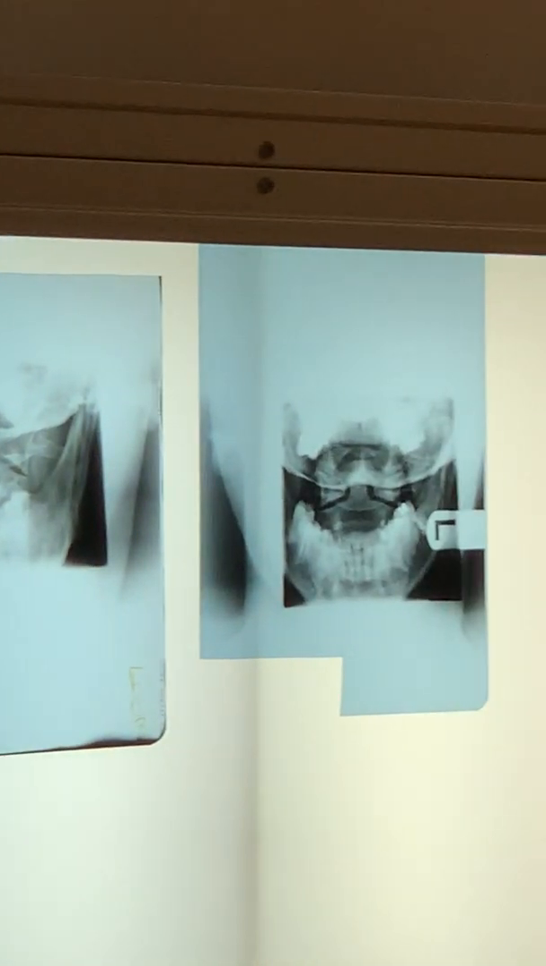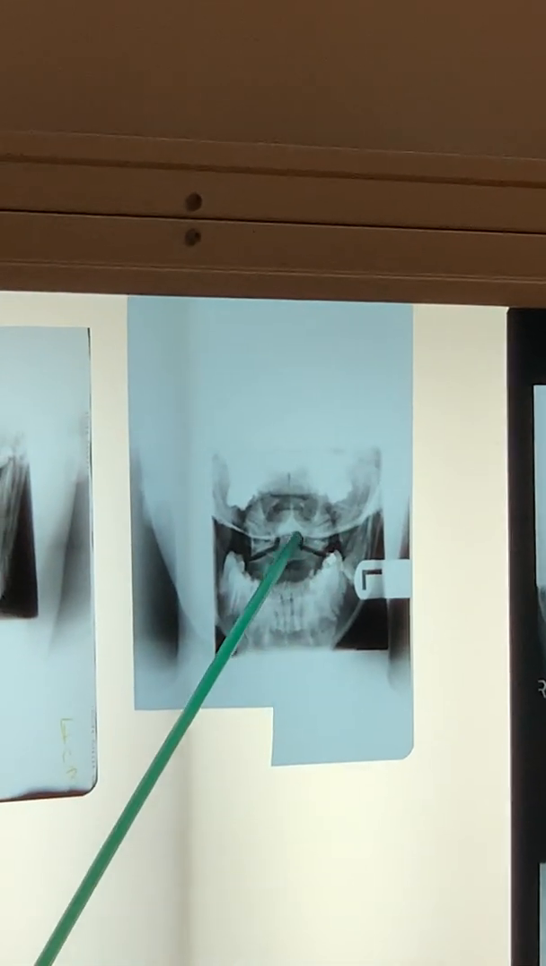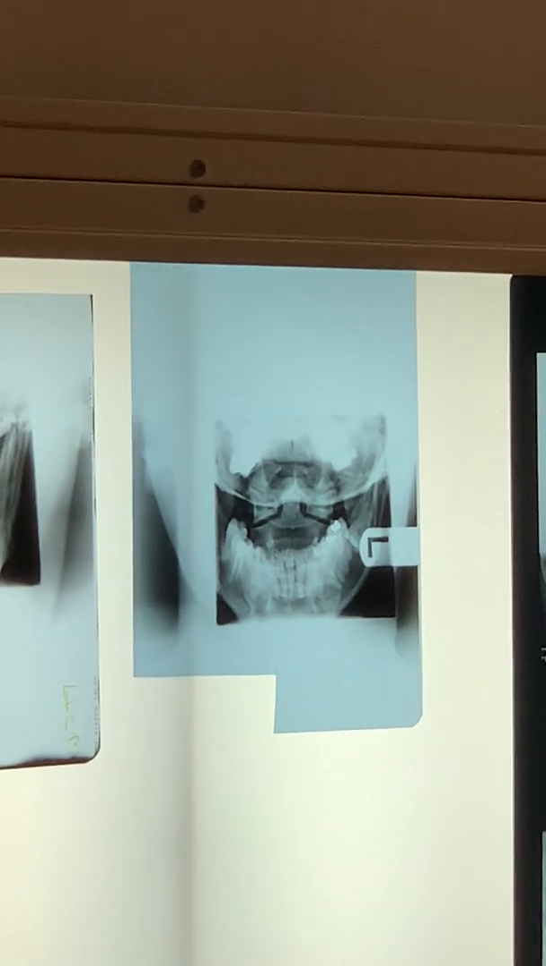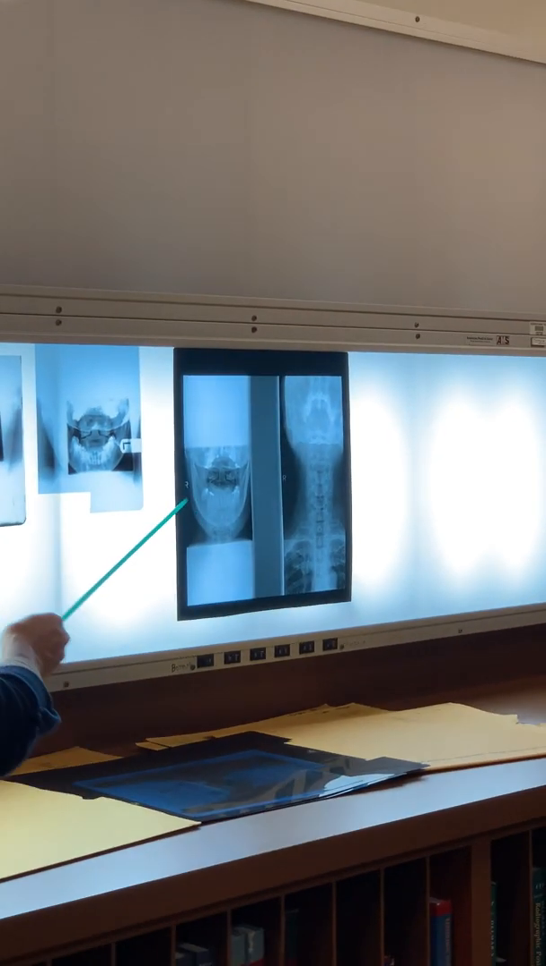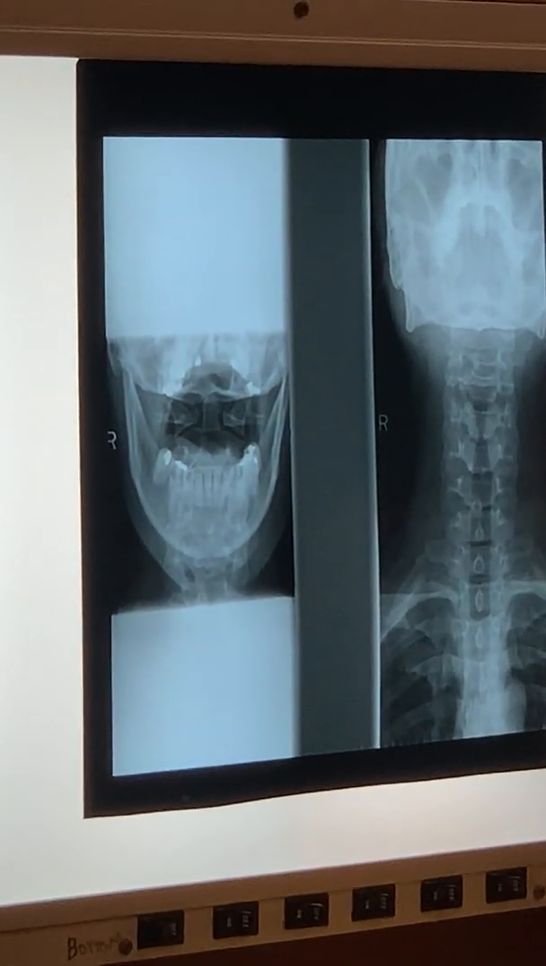What about this one? The occipital bone is in the way. So what do you do? Just have them put their chin down a little bit. That one's pretty good. I don't think you can get much better than that.